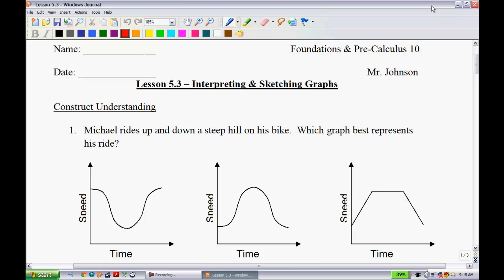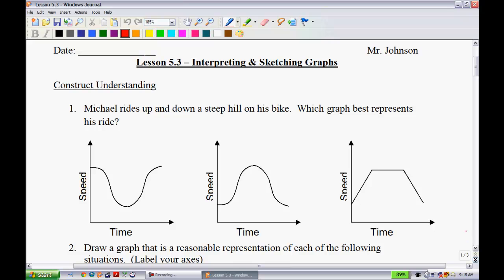So it says, Michael rides up and down a steep hill on his bike. Which graph best represents his ride? Well, let's think about this, right? A lot of times people go wrong because they don't look at what's going on in these axes on these sides. So you notice that we have speed and time on that one. Okay, they're all speed and time for this one. So this would represent Michael rides up and then down a steep hill on his bike. So when he goes up a hill, is his speed going to go up or down?